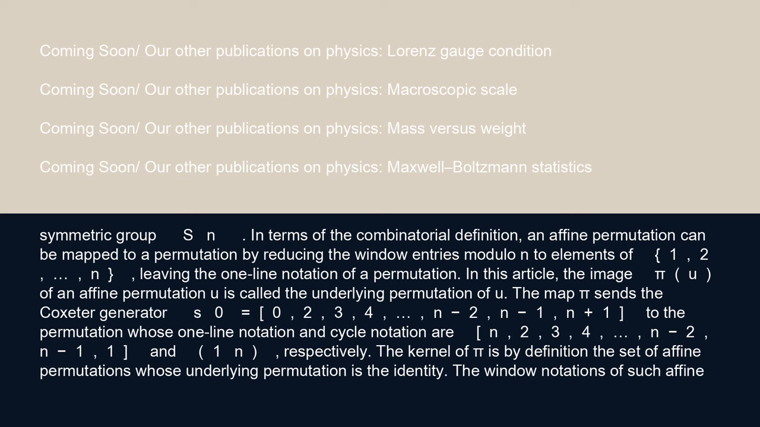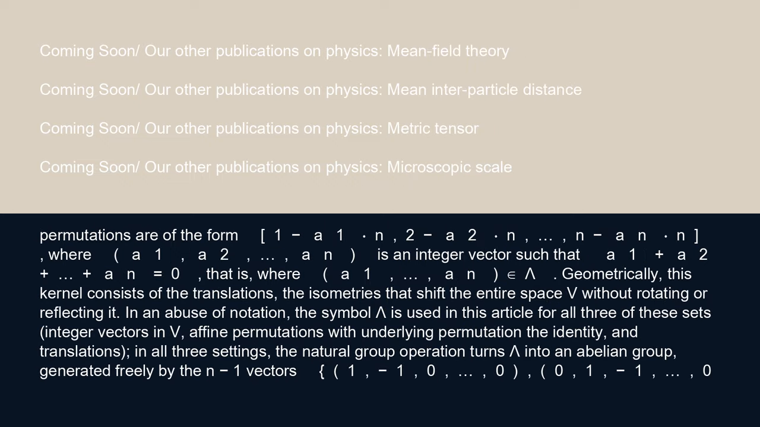The kernel of π is by definition the set of affine permutations whose underlying permutation is the identity. The window notations of such affine permutations are of the form [1 - a_1 n, 2 - a_2 n, ..., n - a_n n], where (a_1, a_2, ..., a_n) is an integer vector such that a_1 + a_2 + ... + a_n = 0, that is, where (a_1, ..., a_n) is an element of Λ. Geometrically, this kernel consists of the translations, the isometries that shift the entire space V without rotating or reflecting it. In an abusive notation, the symbol Λ is used in this article for all three of these sets: integer vectors in V, affine permutations with underlying permutation the identity, and translations.